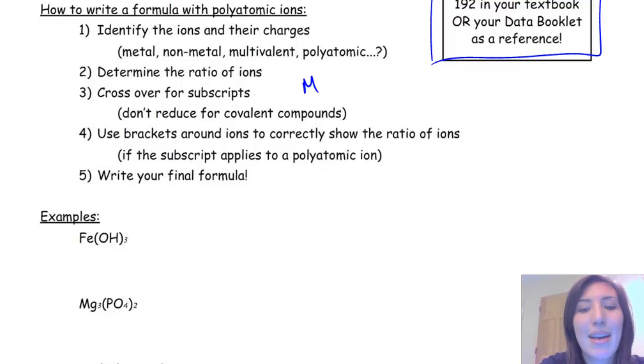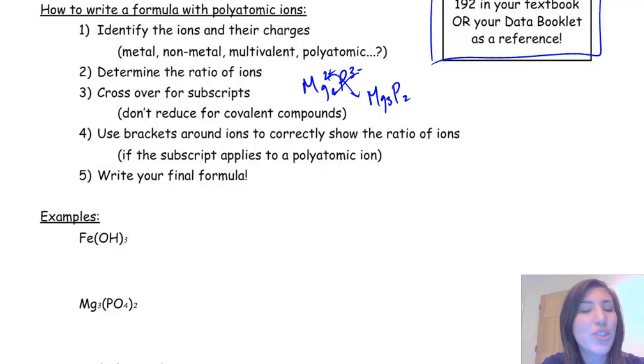Remember our classic example, Mg2 plus, P3 minus. We cross over to the bottom, so we have magnesium 3, phosphide 2. Don't reduce these for covalent compounds. And then we want to use brackets around polyatomic ions. So if we have NO3, we want to use brackets around that to show that we are keeping them all together if the subscript applies. So let's practice some of these.